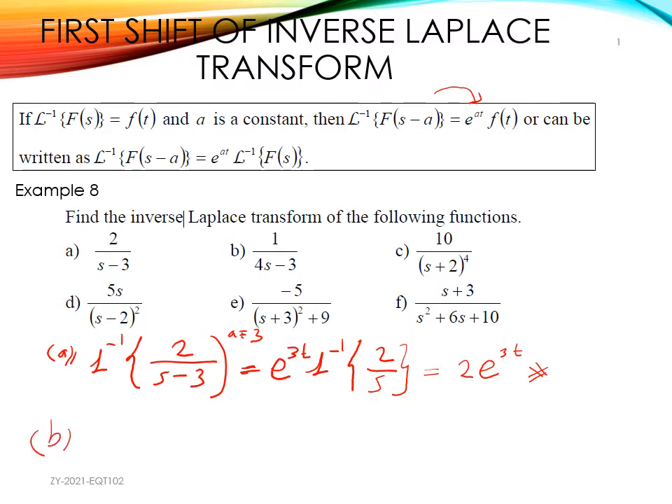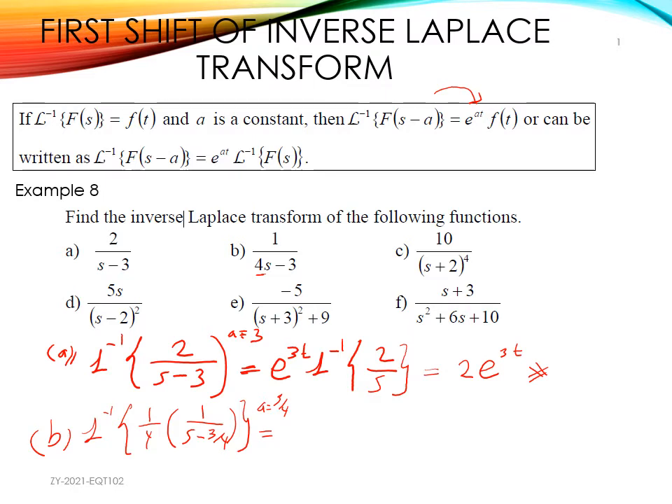For b, we have s minus 3 over 4. To make it only s with coefficient 1 here, we need to take out the 4. So it's actually the Laplace inverse of 1 over 4 times 1 over s minus 3 over 4.